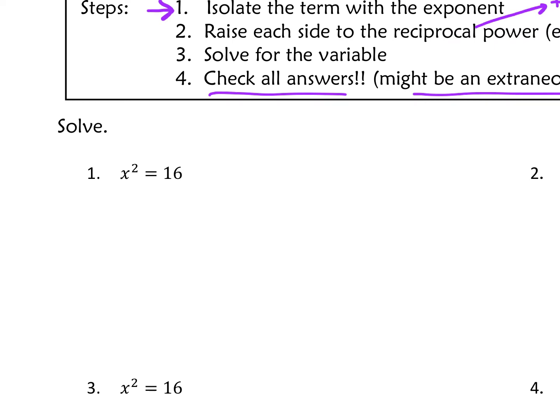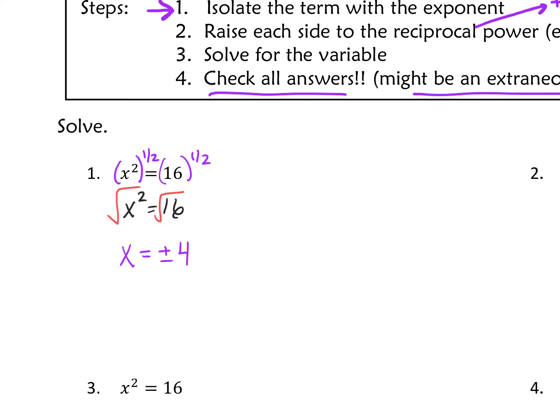Now, the reciprocal of a squared is a 1/2 power, which is really the same, again, as if I had x squared equals 16. And remember, the 1/2 power is the same as taking the square root of both sides. So either way, 16 to the 1/2 power is the same as the square root of 16, which is going to be plus or minus 4.